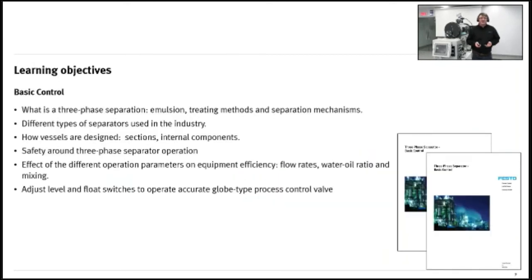So in the basic control, what do we have? We have the three-phase separator. We're going to talk about what an emulsion is, the 3D methods, and the separation mechanism, and what kinds of separators we have in the industry and where we can apply them. This is not only used in the oil industry; other industries use reactor-type devices that handle gases, liquids, and solids. So the students are going to learn how to handle mixed phases, when we need to mix them or separate them. We also cover how the vessels are designed, what sections they have, and what the internal components are.